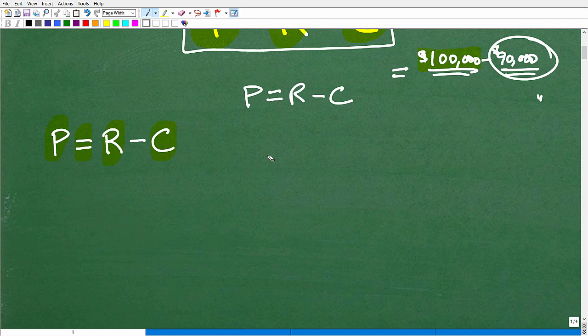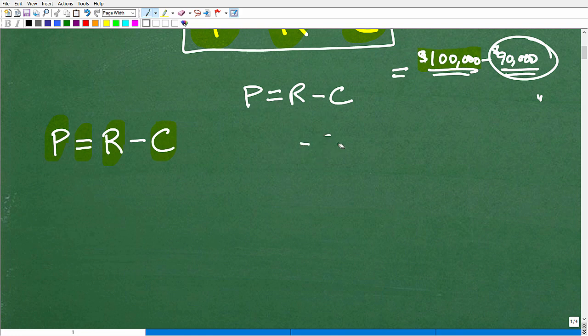This is a basic kind of algebra skill that you need to know. And if you don't know how to do this right now, don't worry about it. Make a mental note on this, but this is definitely basic algebra that you do want to know if you're studying this subject. So here I have P is equal to R minus C, and I want to get this C by itself.